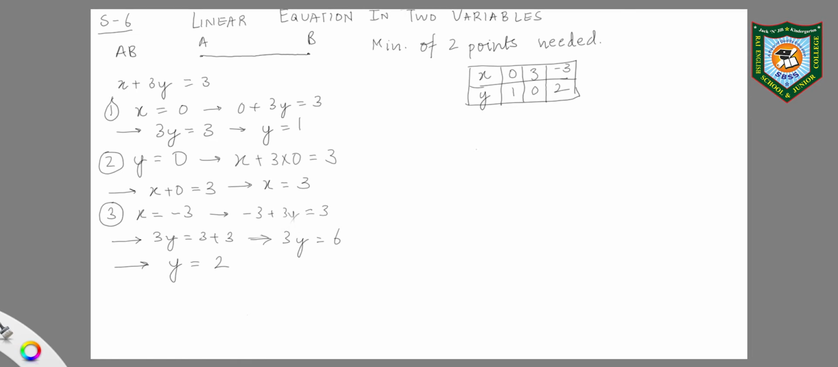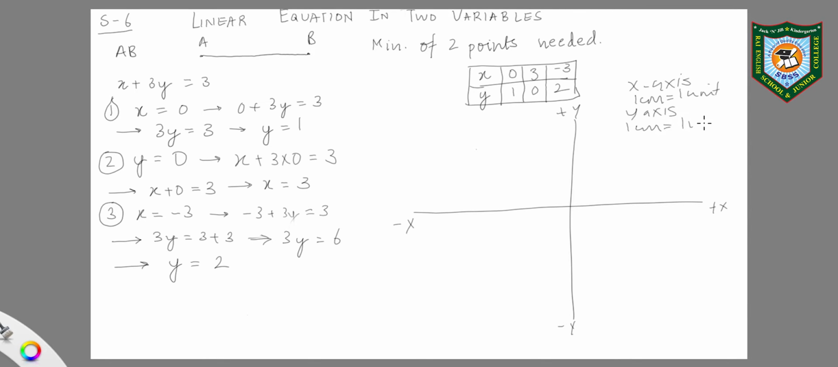Now once I've received all these points, I need to plot them on the graph. So I'm going to draw a graph on this side. This is my positive x-axis, this is my negative y-axis, this is my positive y-axis, this is my negative x-axis. Before we start drawing a graph, make sure you mention the scales so that the examiner or whoever sees your solution understands what you're trying to represent on the graph. So we have to write x-axis 1 centimeter is equal to 1 unit and y-axis 1 centimeter is equal to 1 unit.